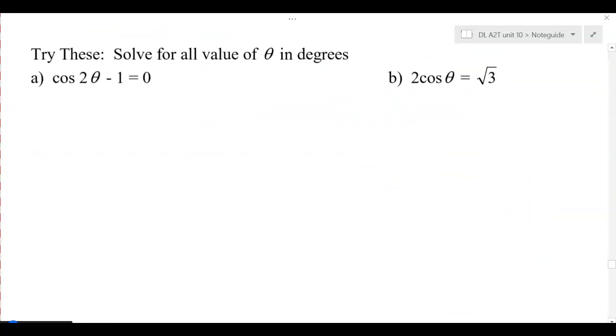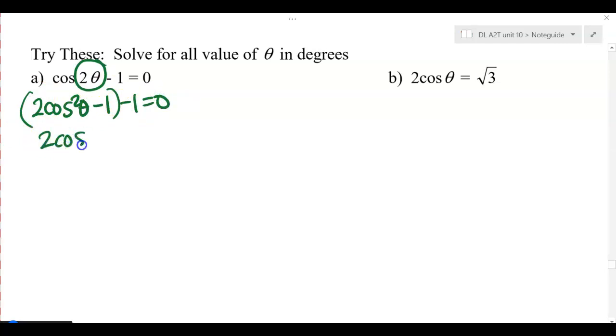So here's a couple of examples. So the first one, it says cosine 2 theta. That can get pretty tricky. So if you can solve it by substituting out, that would be my suggestion for you. So let's say I decide to change cosine 2 theta into this identity.